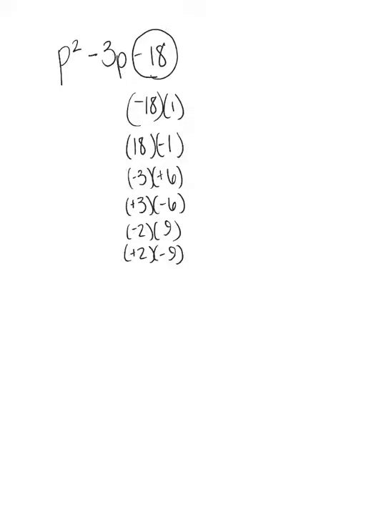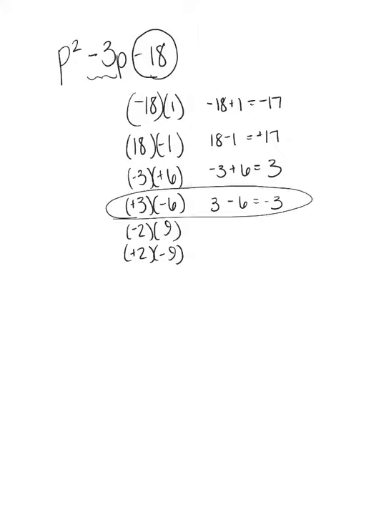And now I'm going to add them up and see what their sum or difference is. Negative 18 plus 1 is negative 17. 18 minus 1 is a positive 17. Negative 3 plus 6 is going to give me positive 3. I'm getting close. My b is a negative 3. So 3 minus 6 is going to give me my negative 3. So this is the pair of factors I want, because 3 minus 6 is negative 3. So I'm going to separate my p's, and I need a positive 3 in one and a negative 6 in the other. So p plus 3 times the quantity p minus 6 is my final answer.